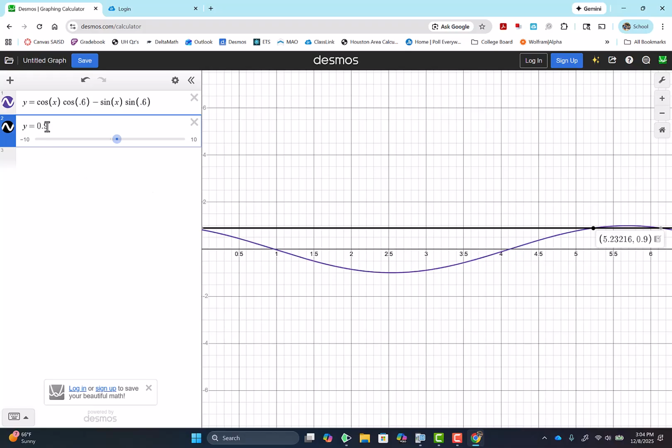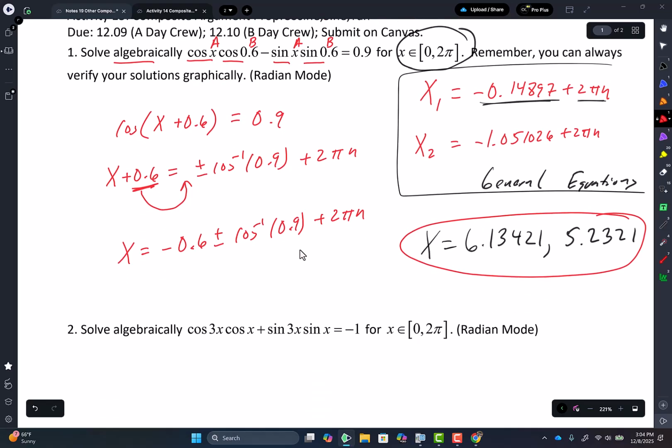Why did it give it to you in terms of pi? Because 0.9 is not a perfect coordinate, like half, like square root of 3 over 2, like square root of 2 over 2. If it was one of those, of course it would be perfect. And look at the other one. Where's the other one? Way over here. 6.13421. Cool, right?